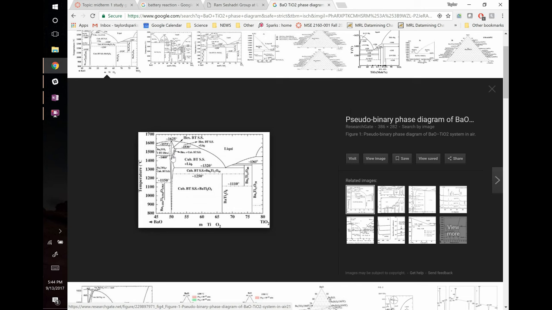What do we call that? That's a liquid plus what we were calling phi forming a new phase. What do we call that? A liquid and a solid forming a new solid? That's a peritectic. So there was a little peritectic phase that we missed when we drew this. But the zoomed in picture had it.